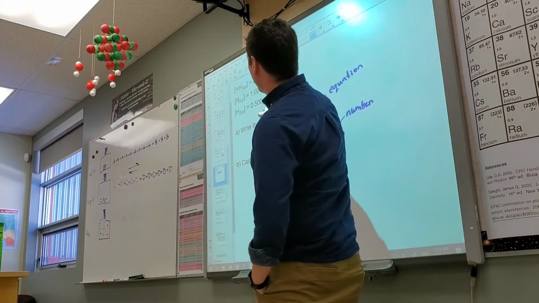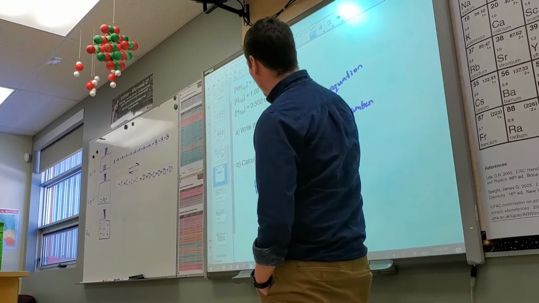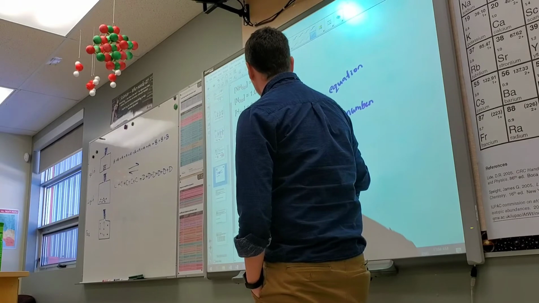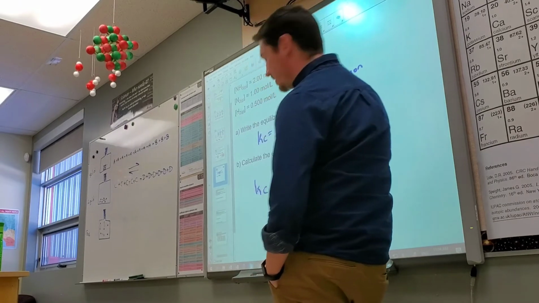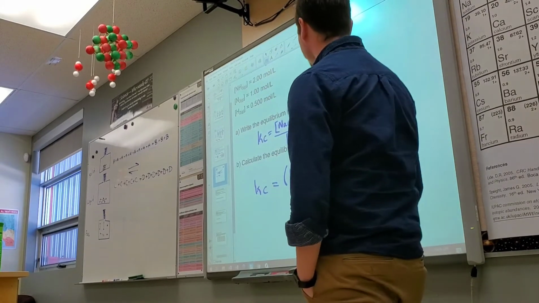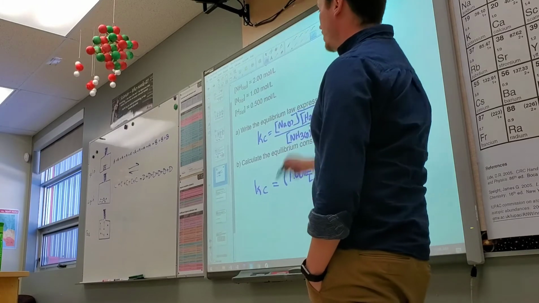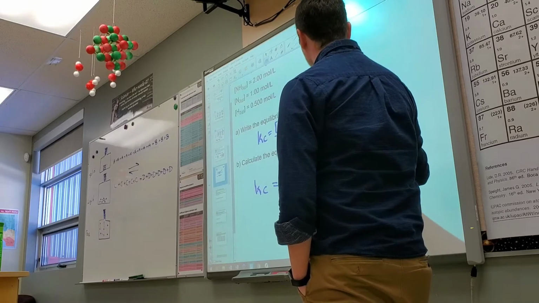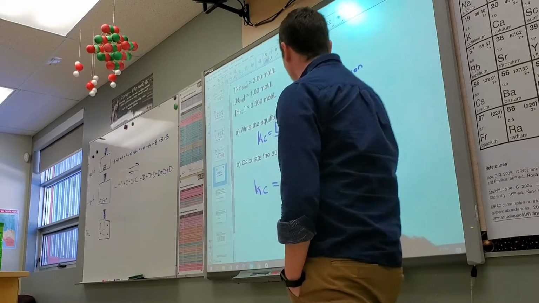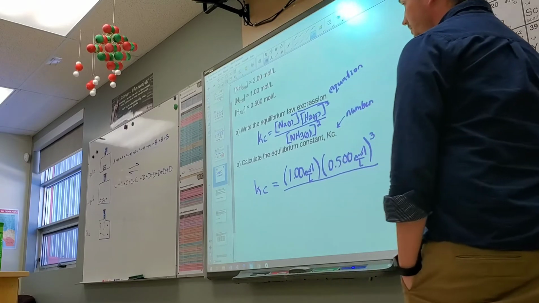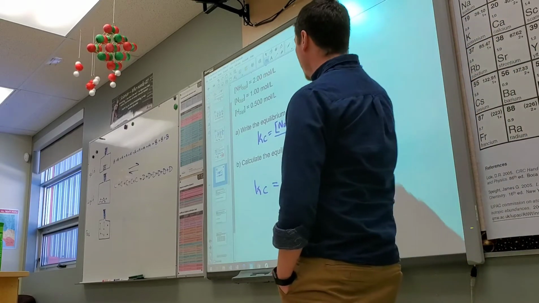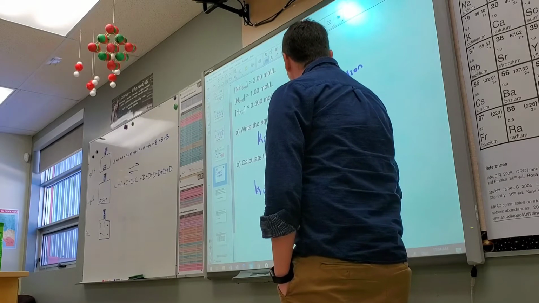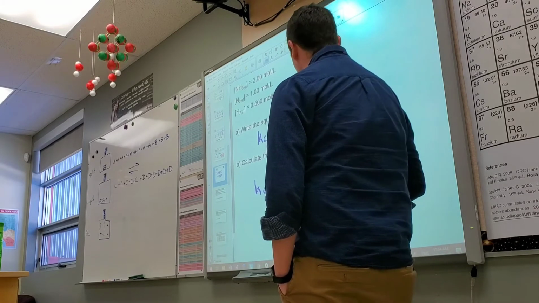So the concentration for N2 is 1 mole per liter, so that's 1 mole per liter raised to the power 1. Concentration of hydrogen is 0.5 moles per liter raised to the power 3. And the concentration of ammonia, on the bottom, was 2 moles per liter raised to the power 2.